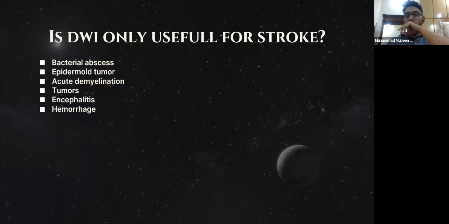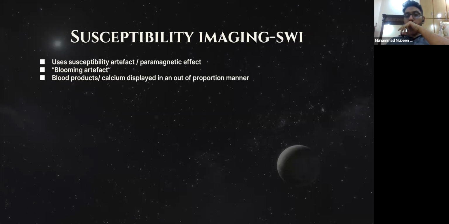Many tumors, like lymphoma and GBM, show diffusion restriction. Some cases of encephalitis and hemorrhage, a few stages of hemorrhage, not all stages, also show diffusion restriction. Next in the sequence are the susceptibility weighted images.